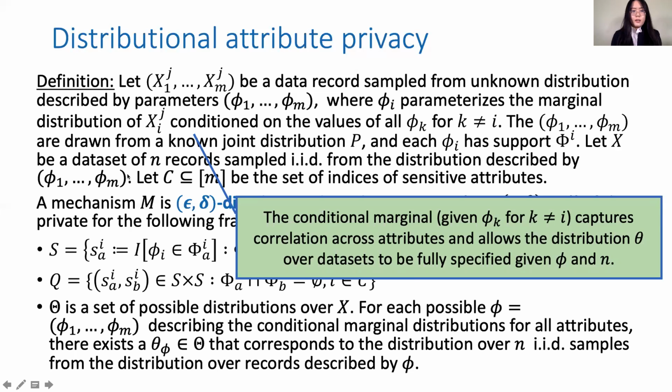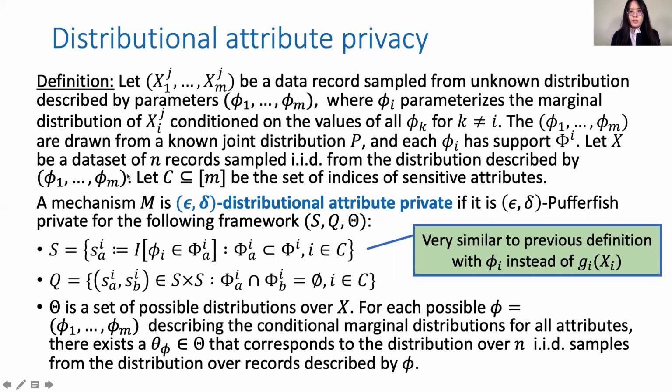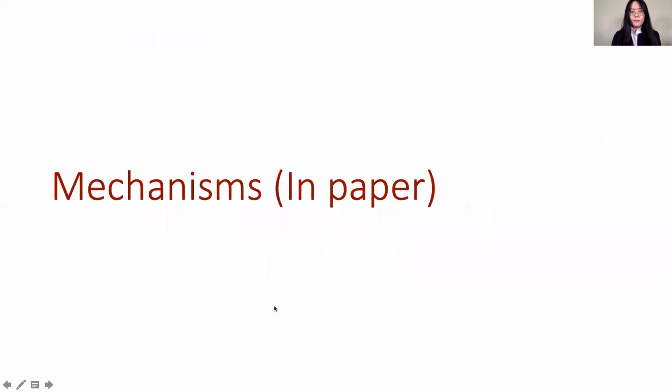And then our instantiation of the Pufferfish framework is very similar to the previous definition, with this attribute-specific random variable phi_i taking the place of the attribute-specific function g_i. Given the notion of attribute privacy, we also have three mechanisms to achieve that. The details are presented in our paper, which you can find online. We will just briefly introduce them here.